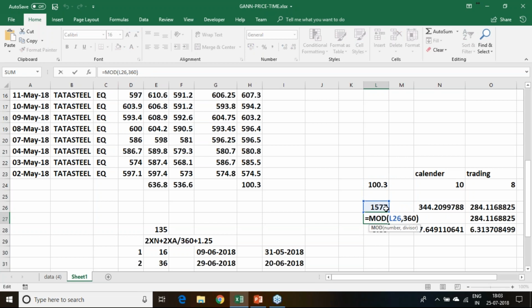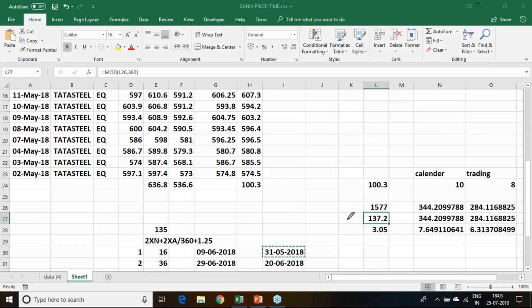So mod of this 1577, the result divided by 360. So the degree equivalent of 100 is now 137 degrees. Same with 10 calendar days, also 344 degrees and 284 degrees. So these degrees we have found out. There is no relationship. All three are giving you different degrees.